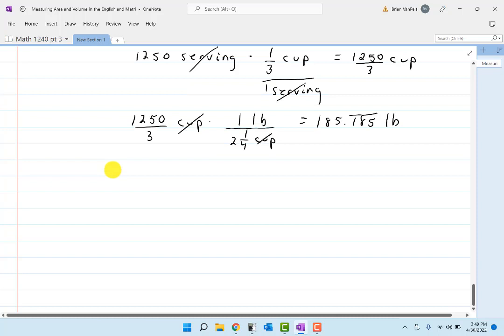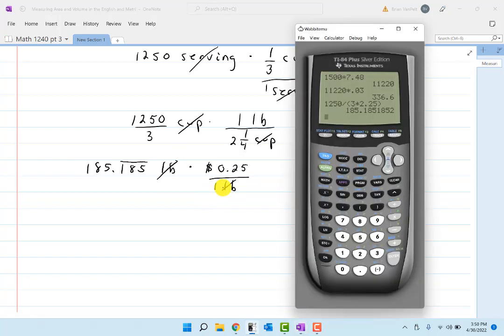So now I just got to figure out how much that's going to cost. So now I need to go to the dollars. And we simply multiply. I take my 185.185 with a bar over it, pound, and I multiply it by 25 cents per pound. And that's per 1 pound if you need to know that. Let's go ahead and do this multiplication. Since I'm going to use the bar, I'm not going to round at all. I'm going to just multiply the previous result by 0.25. And we end up with approximately $46.30.